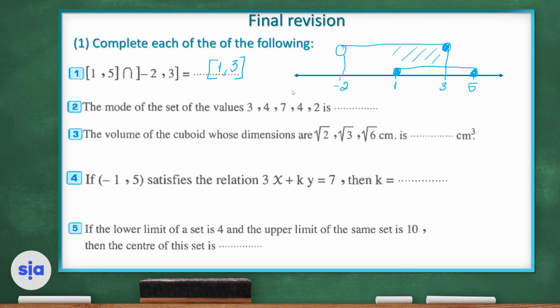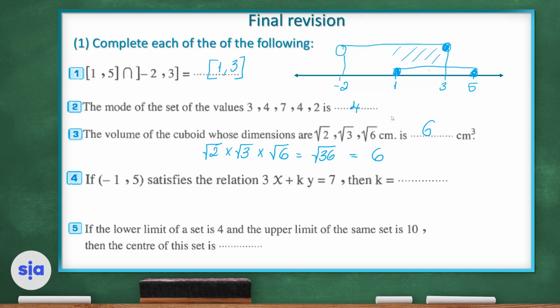Question 2, the mode of this value is the most repeated value, which is 4. Question 3, the volume of a cuboid whose dimensions are given. How can we find the volume of a cuboid? Yes, it's length by width by height. So square root of 2 times square root of 3 times square root of 6, which is square root of 36, which is 6. So the volume of the cuboid is 6 centimeters cubed.